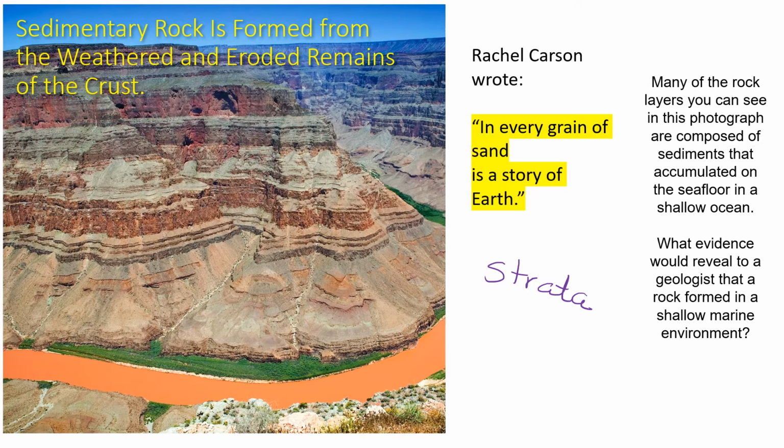And one of the things that we see going on here in this picture is weathering and erosion taking place. Look at this river down here, how muddy it is. So we've got transportation of sediment. So we have sedimentary rocks that have formed here, and we have the processes going on down here to form more sedimentary rocks. Rachel Carson, a famous author that wrote Silent Spring, said, "In every grain of sand is a story of Earth." And that's very true, especially when we're talking about sedimentary rocks.